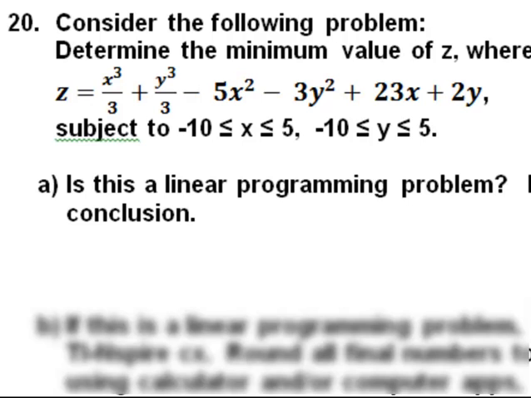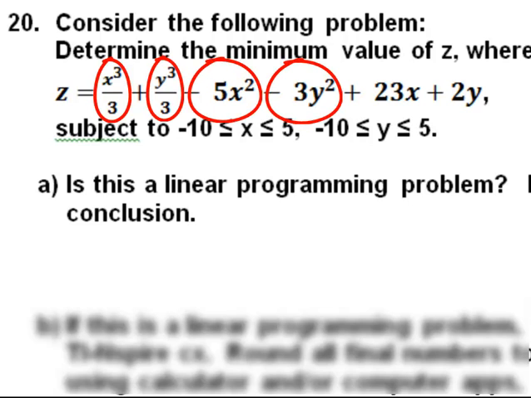Alright, well, it is an optimization question because we are determining the minimum value of z. However, look at that function formulation. Z equals x cubed over 3. Right away, this is not a linear function. In fact, there's an x cubed term, a y cubed term, a negative 5x squared term, a negative 3y squared term. There are 4 violations of being linear in that formulation right there. So that's the end of the story as far as this problem being linear programming. It isn't, and it's because the objective function there is not a linear function.